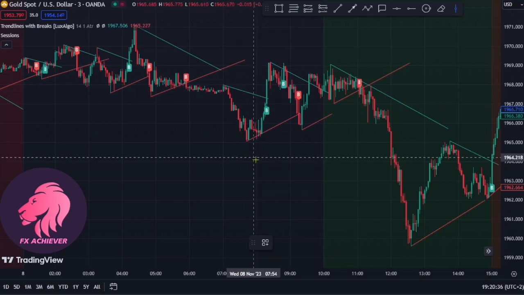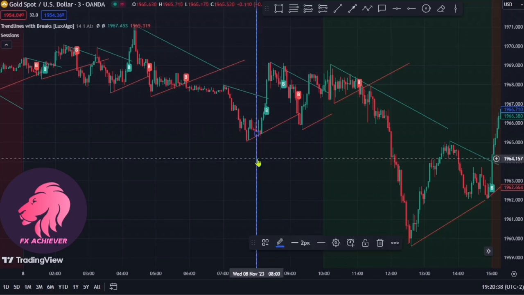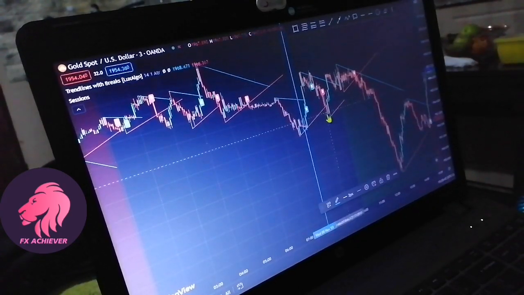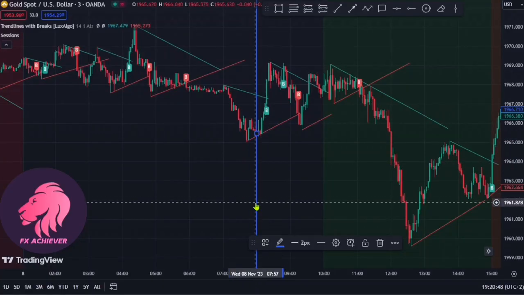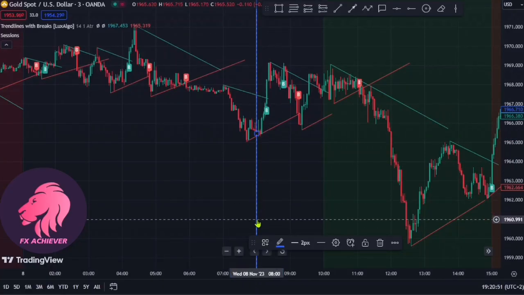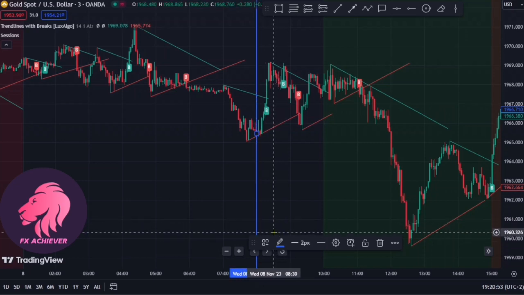Okay, this is how I trade gold. This is the way I trade gold. What I do in the beginning of the day is I mark the times on which I start trading. As you can see here, it's Wednesday, 8 November 2023, and I begin my trading sessions at 8 a.m.